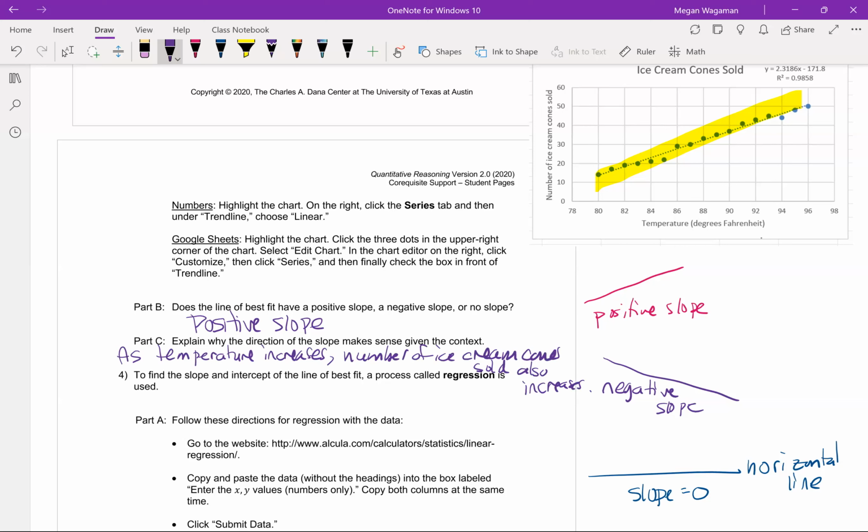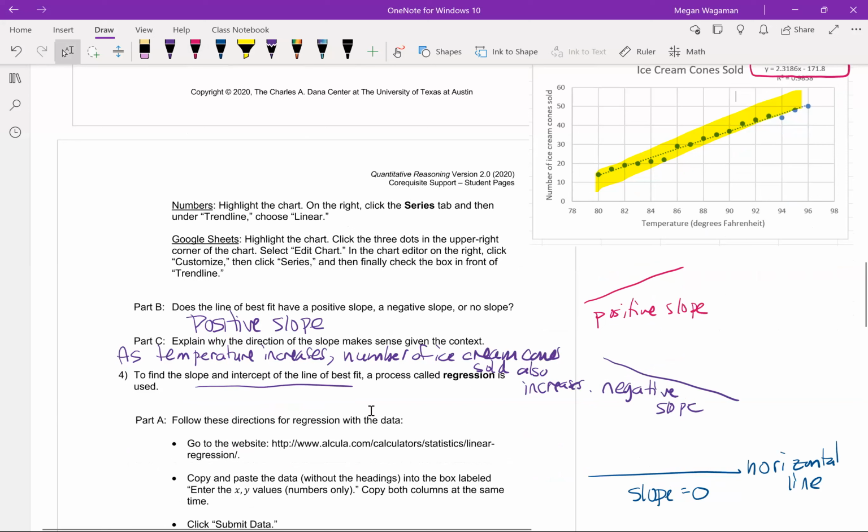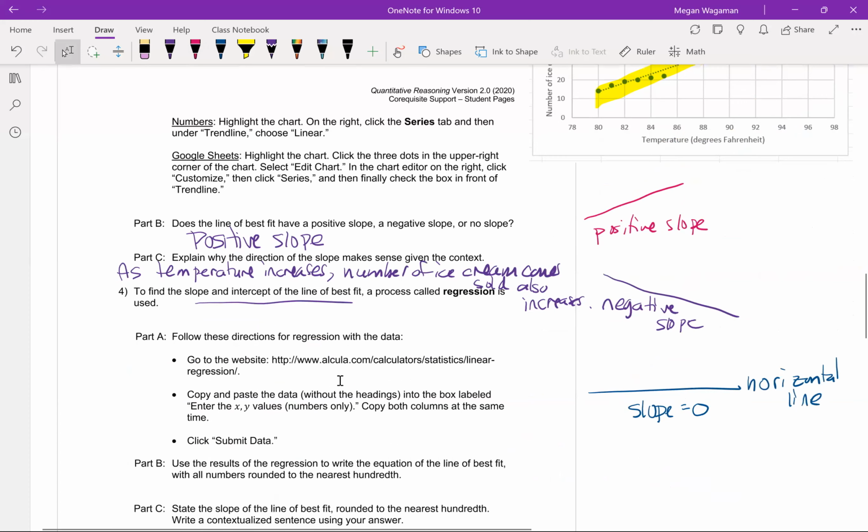All right. So it says to find the slope and intercept of the line of best fit, a process called regression is used. We will not do that process of regression by hand. That is actually what we did already with Excel to get this equation. They're also telling you to use this other site called alcula.com. So I will show you how that works. With this site, we can just copy and paste our numbers from Excel into it. So I'm going to go to the Excel sheet first, and then I'll go to this alcula.com website, and we will get the equation of the line there too.